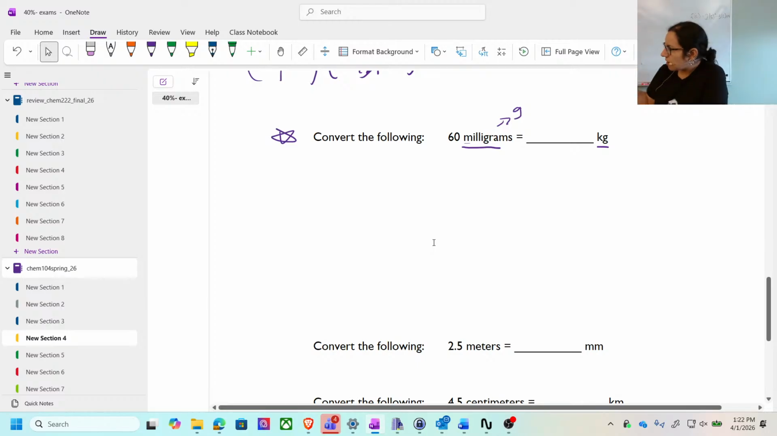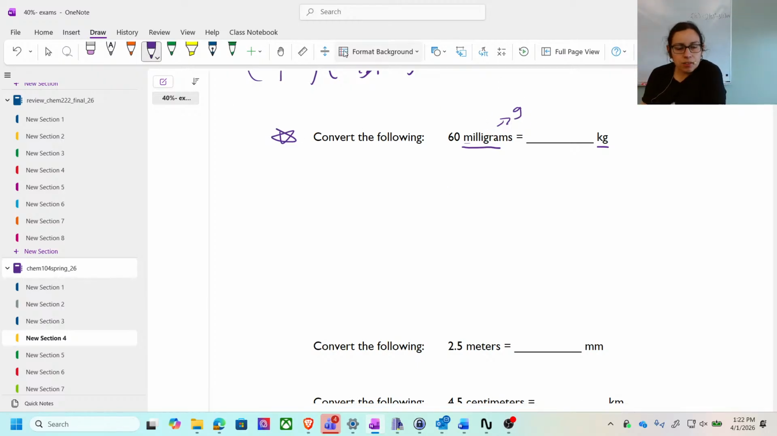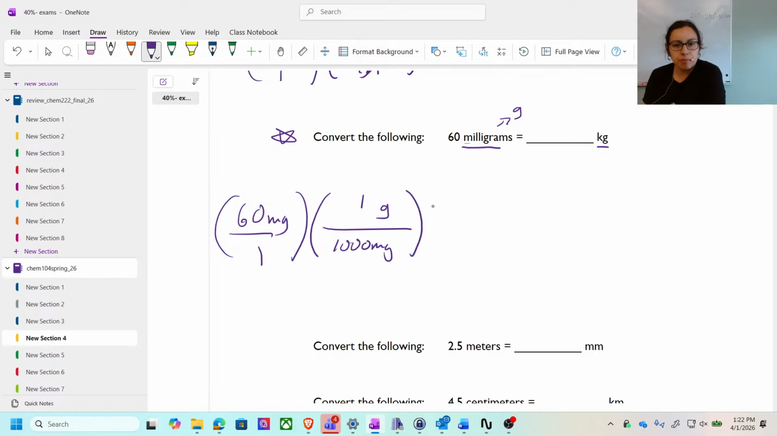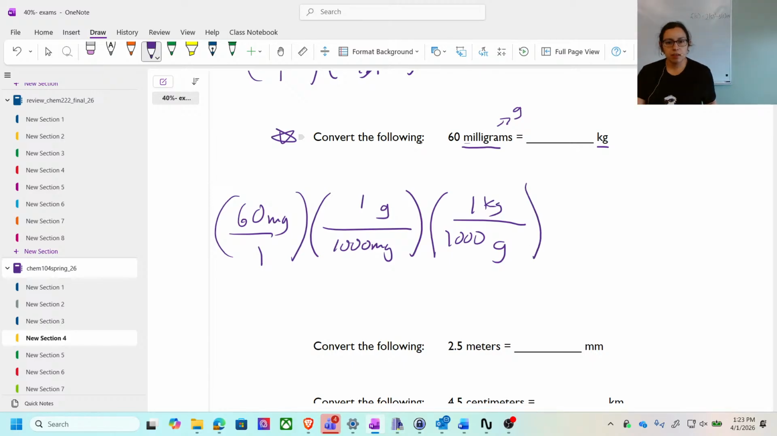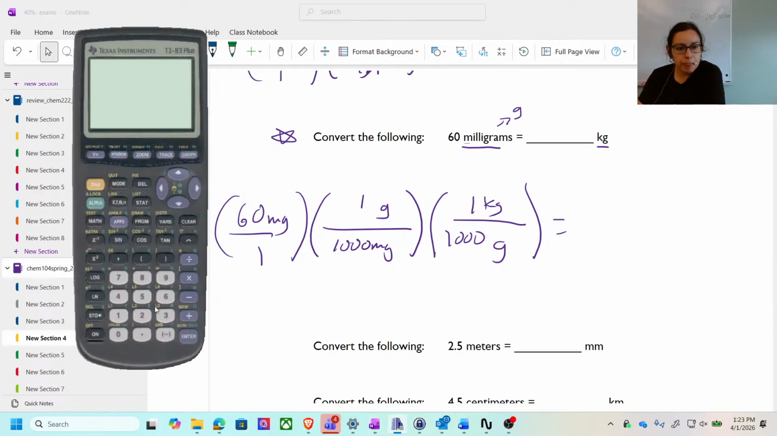Some people, it just depends on how everyone processes. So let's do that. We'll go 60 milligrams, and so we'll go to grams, like you said. So gram on top. There's 1,000 milligrams in a gram. And then we have to go to kilograms, so gram on bottom. And there's 1,000 grams in a kilogram. Now we can either do mental math or plug it into our calculator. So I'll plug it into the calculator. Divided by 1,000, divided by 1,000. So we should have 6 times 10 to the negative fifth kilograms.